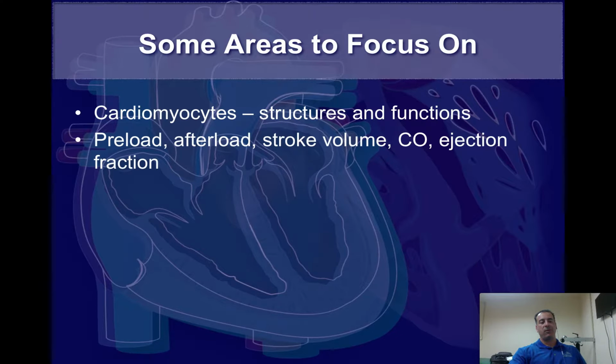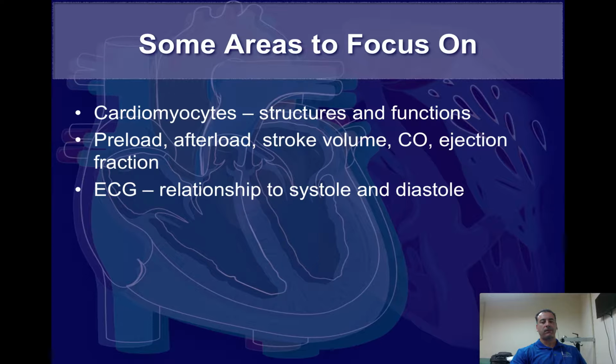Some definitions: preload, afterload, stroke volume, cardiac output, ejection fraction. I'm pretty sure there is a little how to calculate cardiac output with heart rate versus stroke volume. Okay, but these are some definitions you should be familiar with. Again, I just said this before, but your ECG in relation to systole and diastole, meaning depolarization and repolarization. It's a really good correlation between that P wave, QRS, and T wave and the actual motion of the heart.